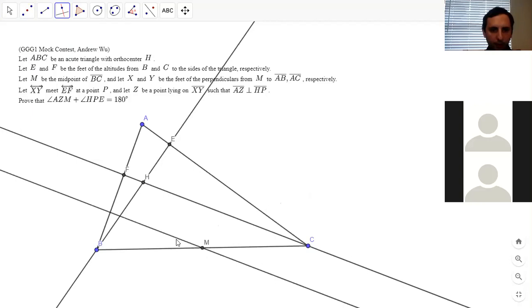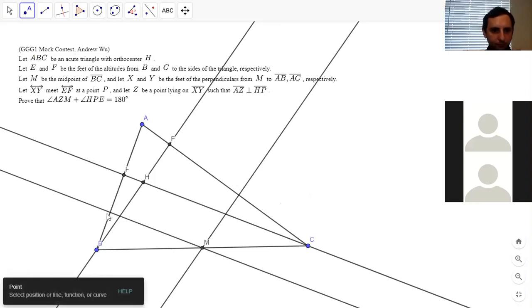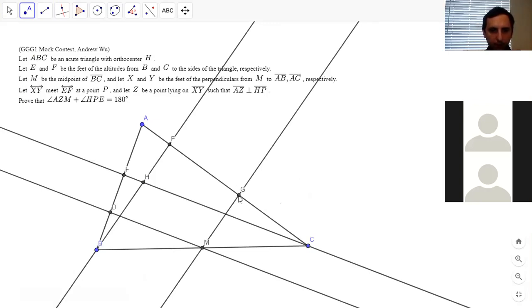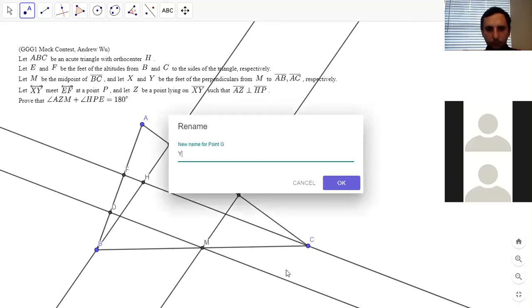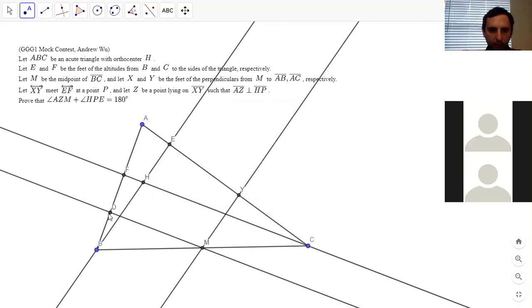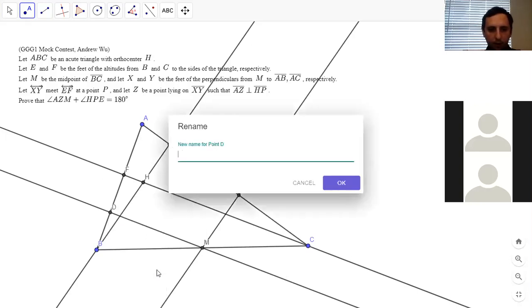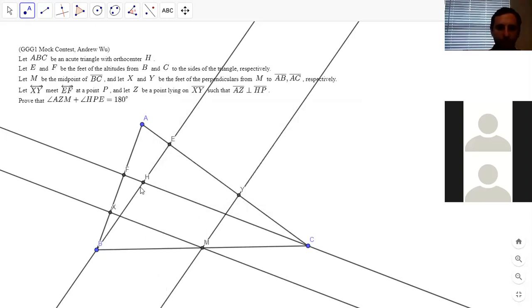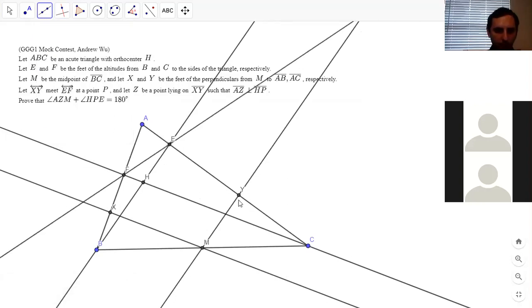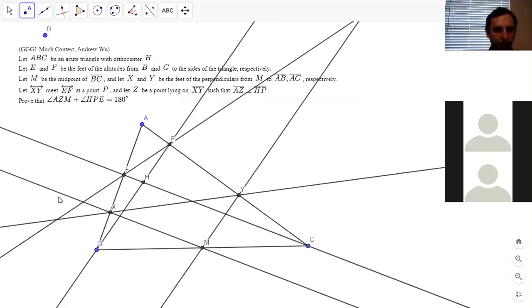You draw the perpendiculars from M to each of those sides, X and Y. So X is the midpoint of BF and Y is the midpoint of CE. I feel like we have a Varignon parallelogram. If we take the midpoint of EF, we'd get a parallelogram. XY and EF meet at P. I wonder if P lies on BC. No, but they meet at a point P.